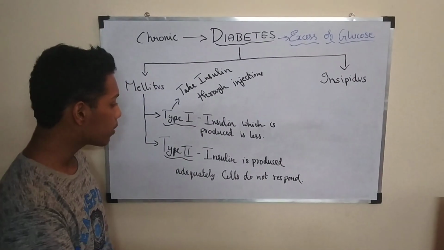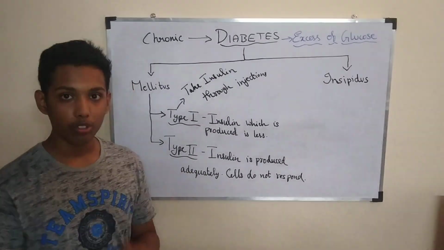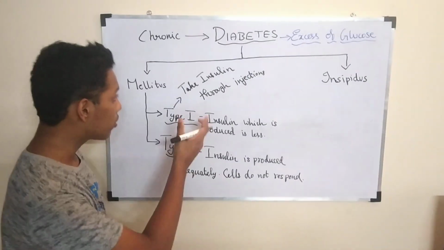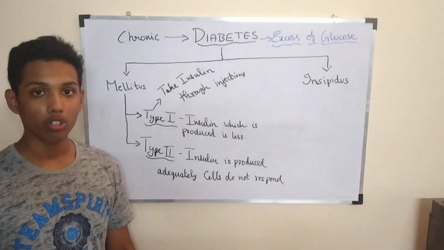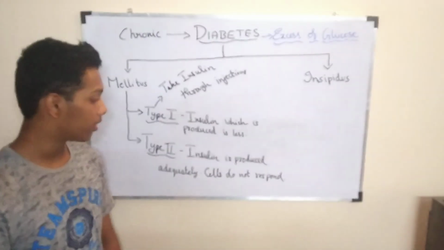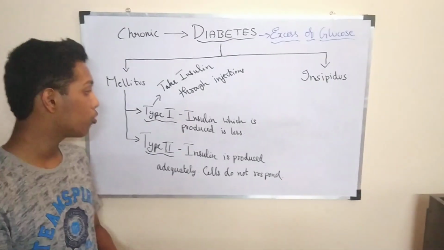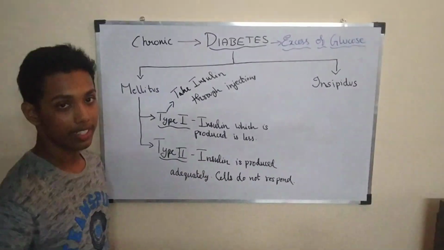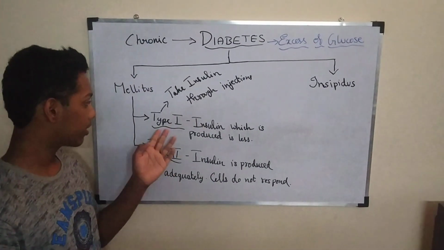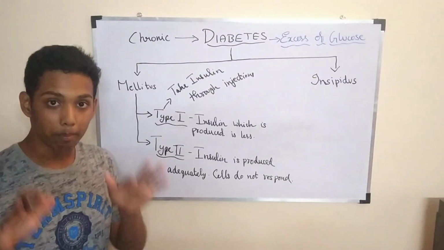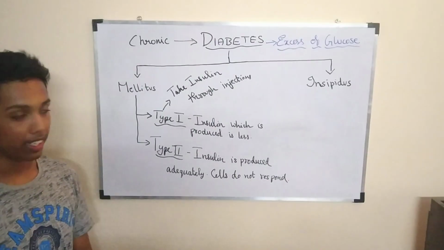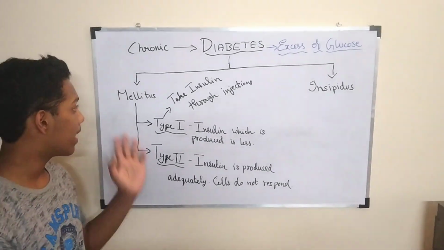But for type 2 case people, however much insulin you give, the cells do not respond. So even if you take insulin through injections, the cell still won't respond. There is already an adequate amount of insulin, but the cell won't respond. There won't be any function according to insulin. So type 1 cases can take insulin through injections. They can try to prevent it and minimize the effects of diabetes. Type 2 cases, nothing can be done. So this is about diabetes mellitus.